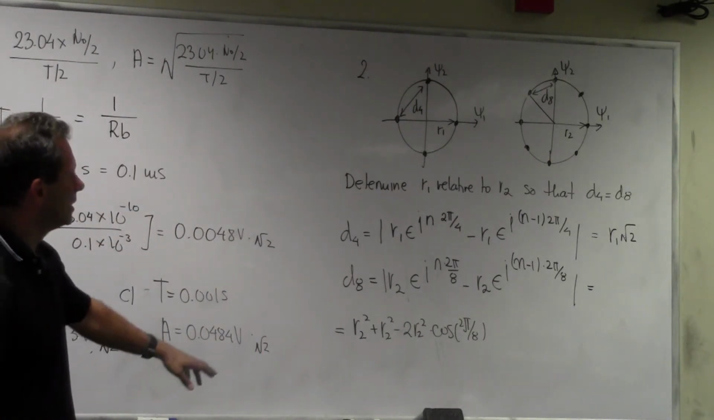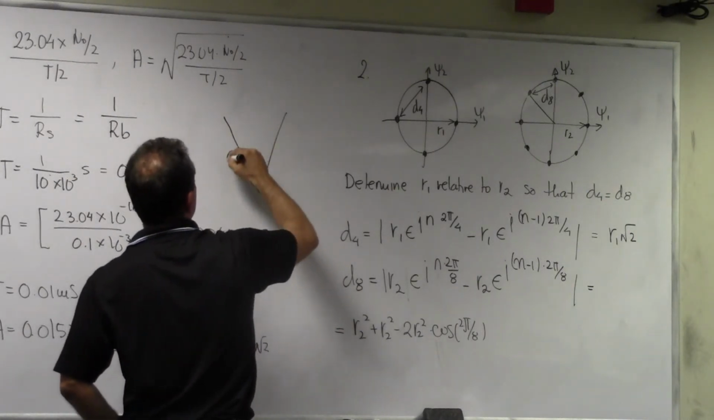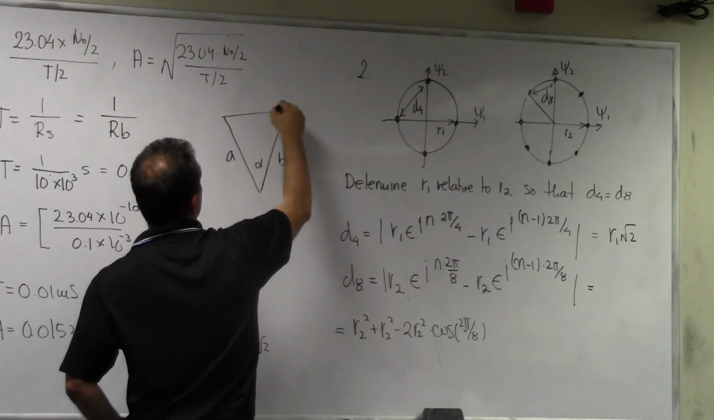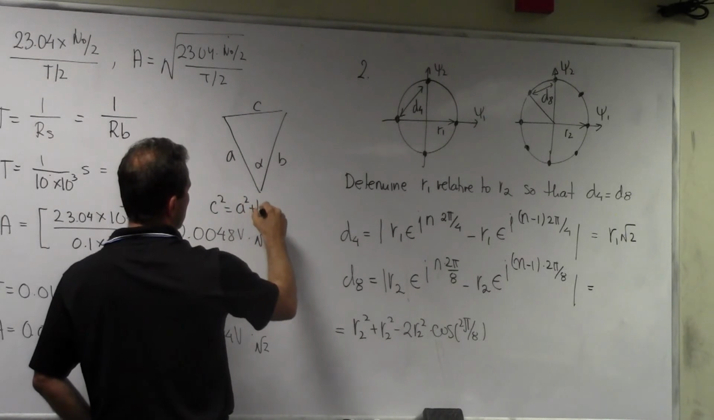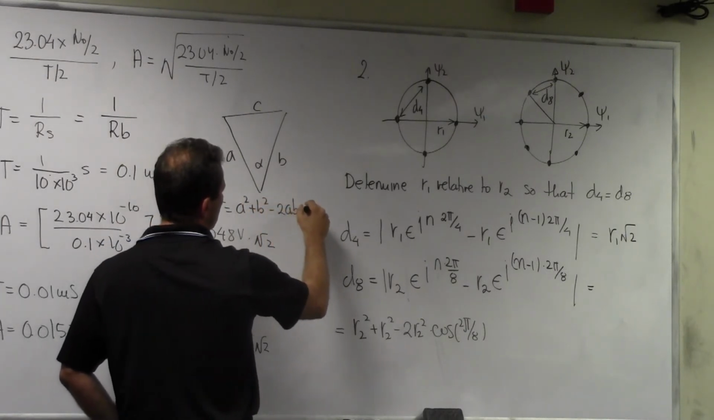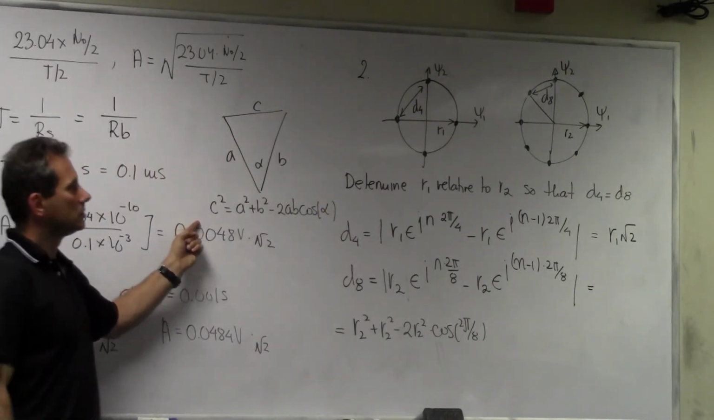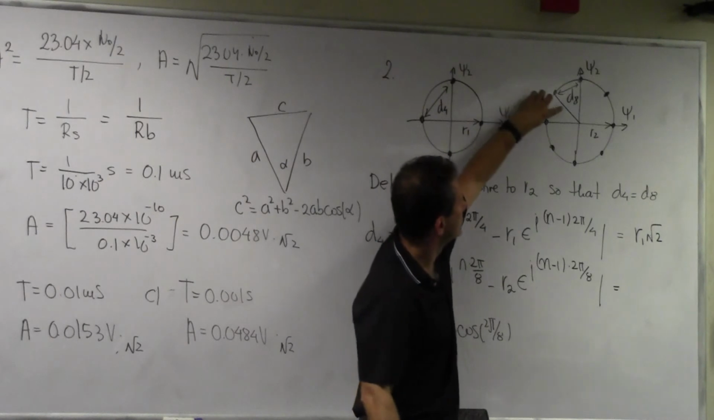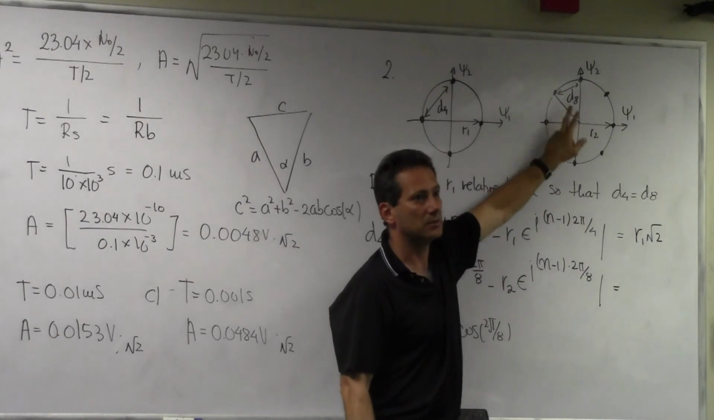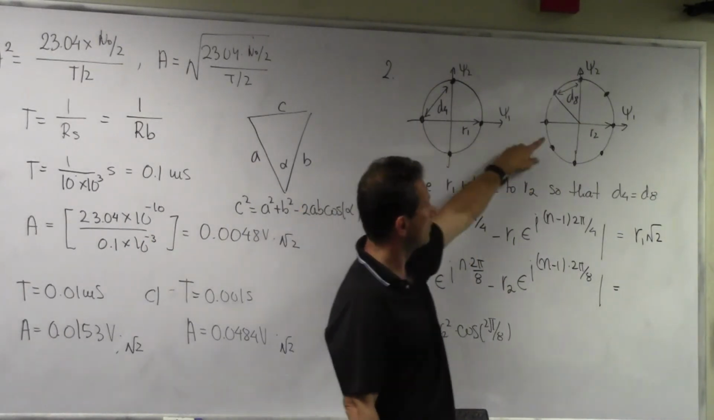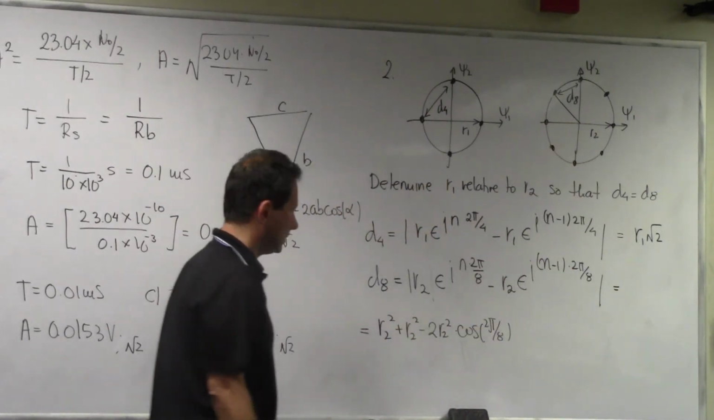What is this? This is the cosine theorem. If you have sides A, B, angle alpha, and C, then C squared is equal to A squared plus B squared minus 2AB cosine of alpha. So here I have D8 squared as R2 squared plus R2 squared minus 2 R2 times R2 times the cosine of the angle. The angle is 2 pi divided by 8.